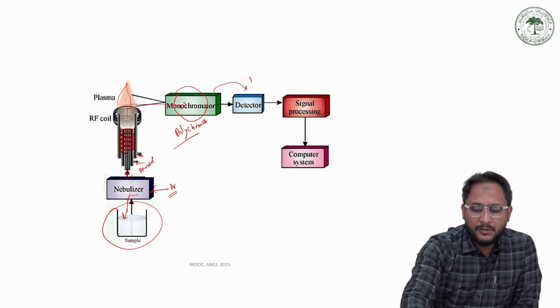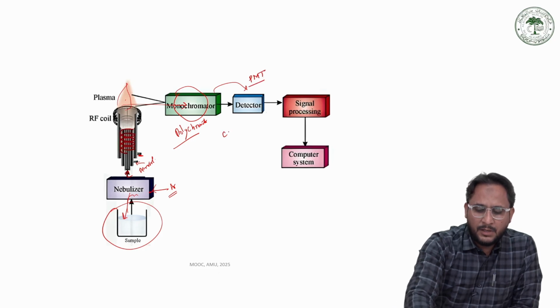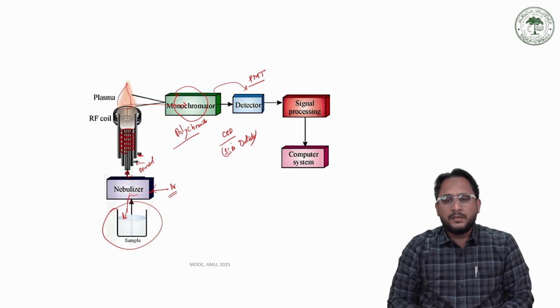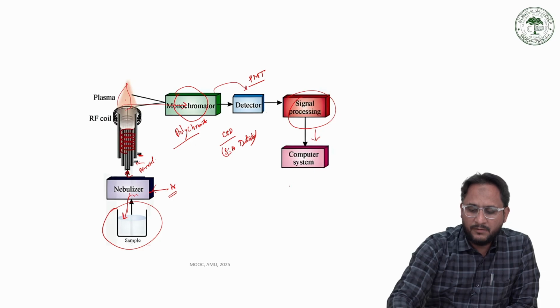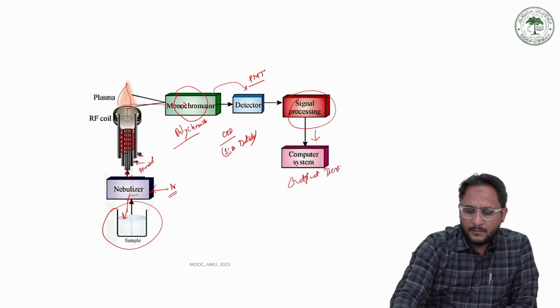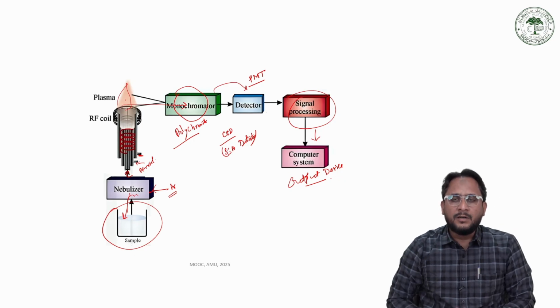For a single element we can use a PMT, photomultiplier tube. For multiple analysis we can use charge coupled devices, which are a part of solid state array detectors. And finally we have an amplifier, and then the output device to present the spectrum. So this is all about the instrumentation of ICP in brief.